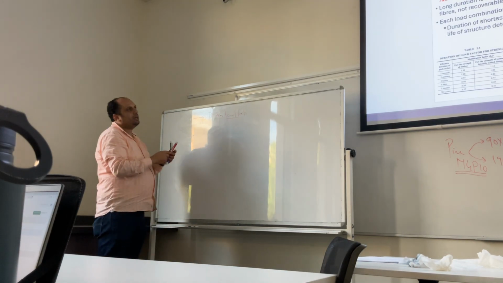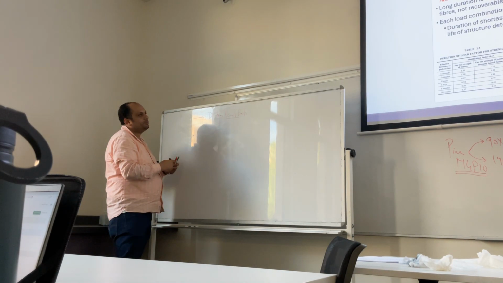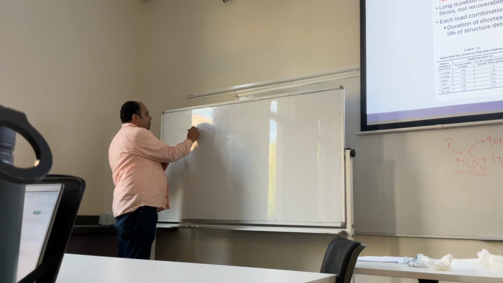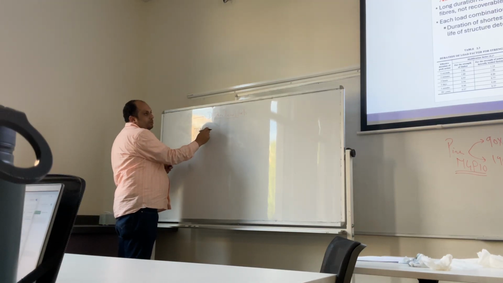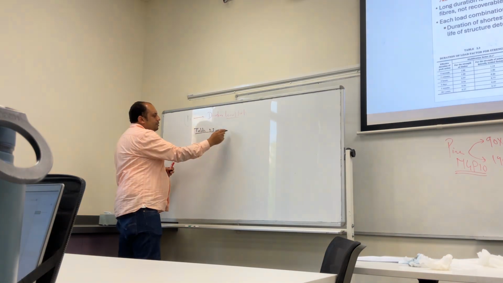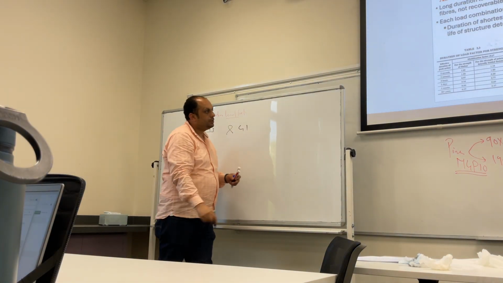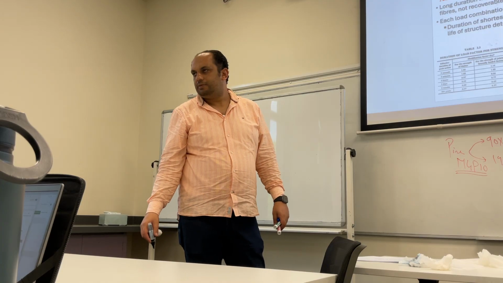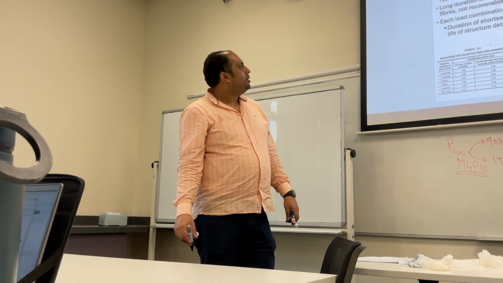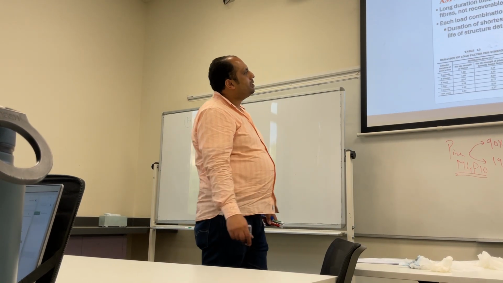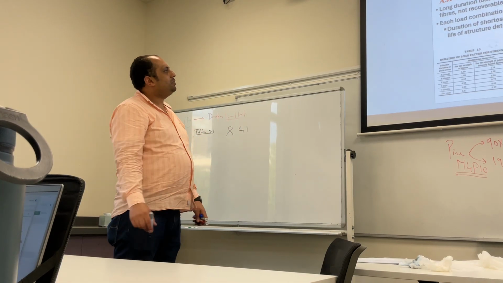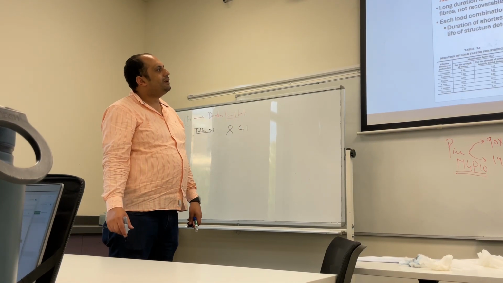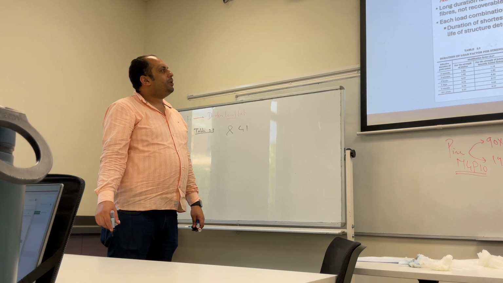Where to find the duration load factor, guys? G1, Table. Which table? G1. Yeah, 2.3 and G1. So we have two tables for that, for K1. So long duration loads reduce strength of timber, damage fibers, not recoverable, and accumulates over time. Each load combination taken separately to find K1.